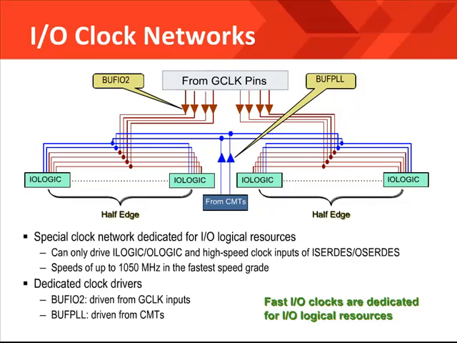But the key is to understand the difference between these 2 primitives. BUFIO2's inputs come from the global clock pins. The BUFPLL's inputs come from the CMTs. Also, please note there are additional dedicated high-speed I/O clock networks that are used exclusively by the integrated memory controller, which we're really not going to talk about here. And as you may or may not know, Spartan-6 contains a dedicated programmable memory controller on the device.